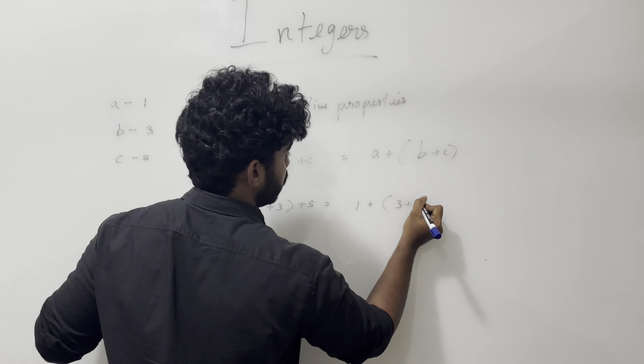Let us take another example. Let us take a is 2, b is 5, and c is minus 3. Let us substitute these numbers in this equation. So we get 2 minus 5, minus of minus c is plus c, so we get plus 3, which is equal to a which is 2 minus of the bracket b which is 5 minus of minus c which is plus 3.